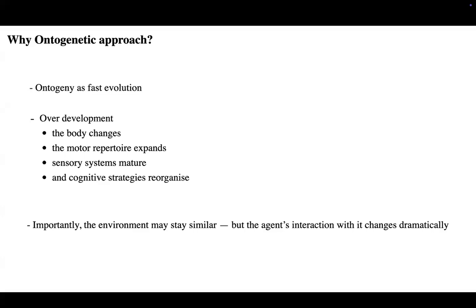And the cool part is, if you do it in a smart way, you can now keep the environment very, very similar. And just the agent's interactions are changing dramatically just because of the different stages of development. And this makes development a really powerful test case for brain body models, in my opinion.